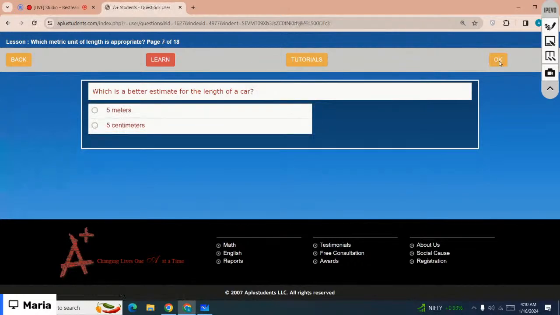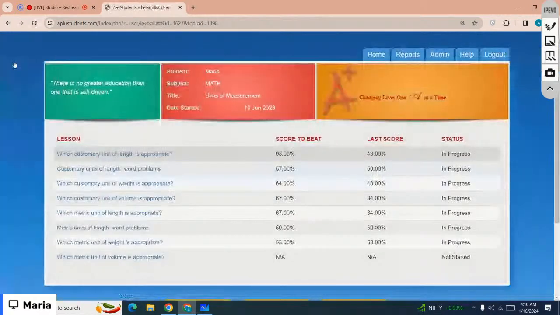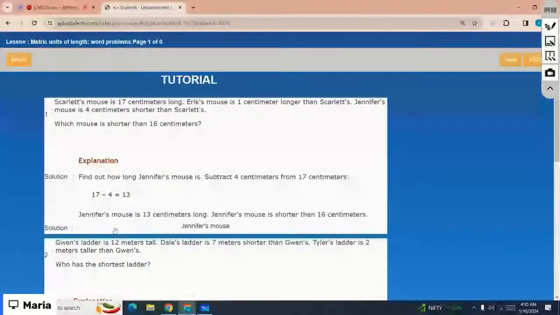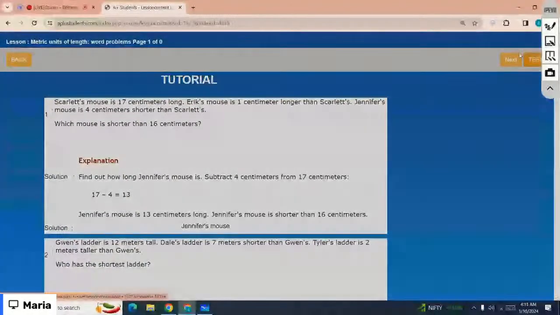Okay, you can complete the lesson by yourself later today. So let's move on to the next lesson. The next lesson is metric unit of length word problems. Okay, let's start with the test questions.